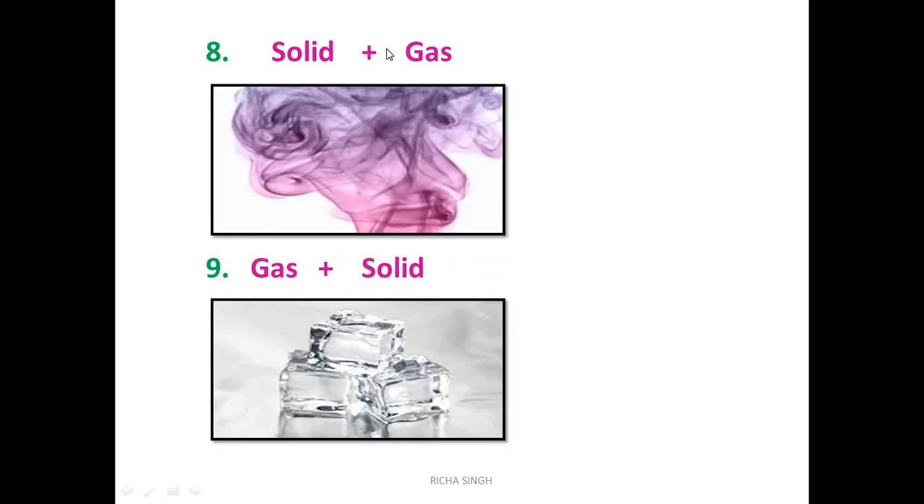Next is solid and gas. Gas is the solvent, solid is the solute. This is iodine vapors in air. The picture shows you the vapors of iodine, which are of violet color, coming up in the air. Now gas and solid. Solid is the solvent here and gas is the solute. You can see ice cubes. Ice cubes have a small amount of hydrogen and oxygen gases and different other gases in them. So this is the combination of a gas-solid solution.